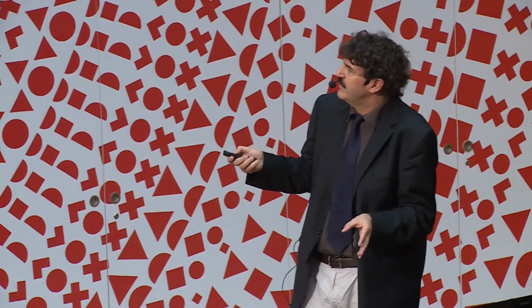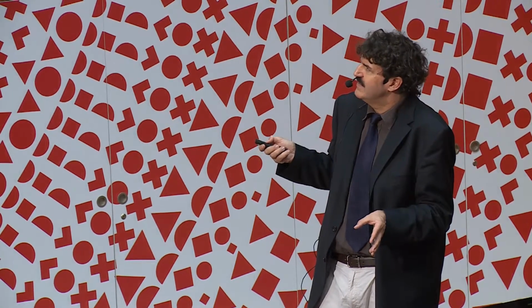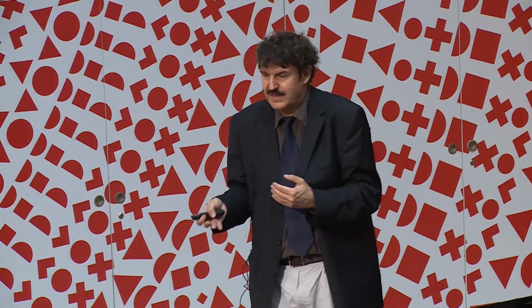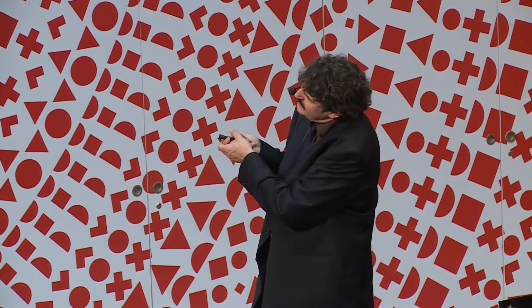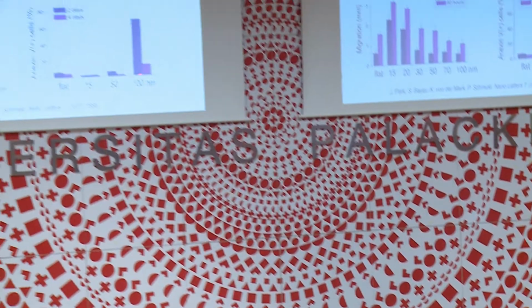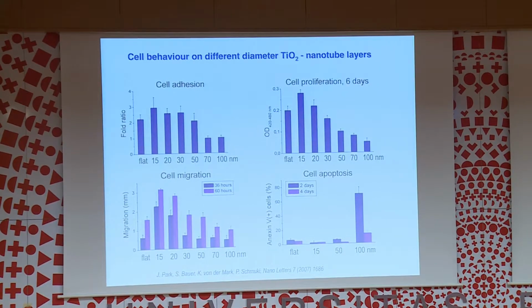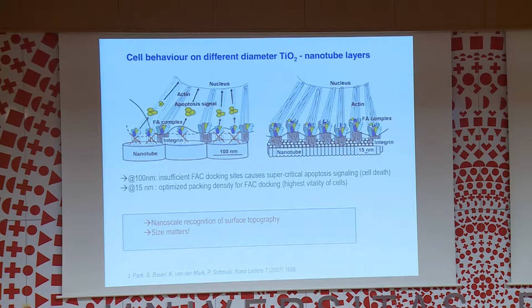And down here you can see the negative effect of the 100 nanometer nanotube surface. This is the apoptosis rate. So this is like the suicide rate of cells. If they're not happy, they kill themselves. And you see here that it is unbelievable how strong this effect is in the 100 nanometer case, where the cells just die. And so our biochemists came up with a model like this.